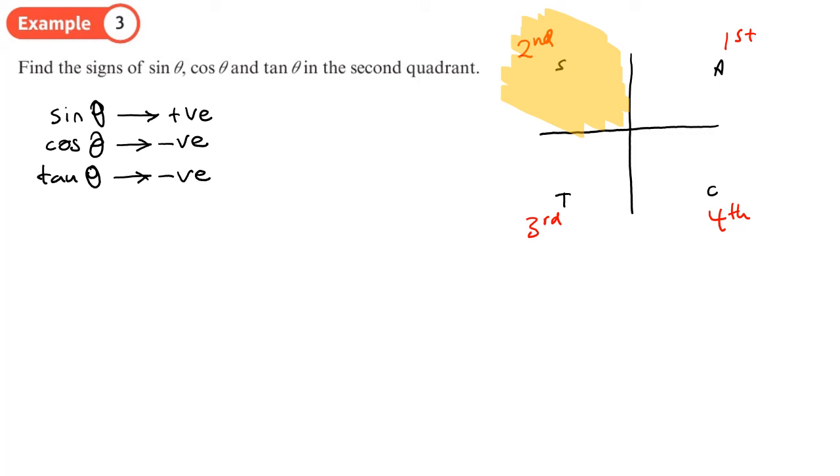If this question said find the signs of sine, cos or tan in the third quadrant, then tan would be positive and the other two would be negative.